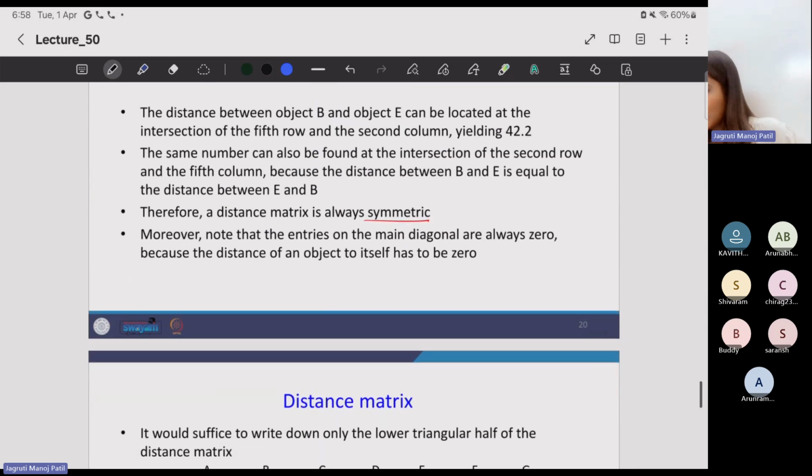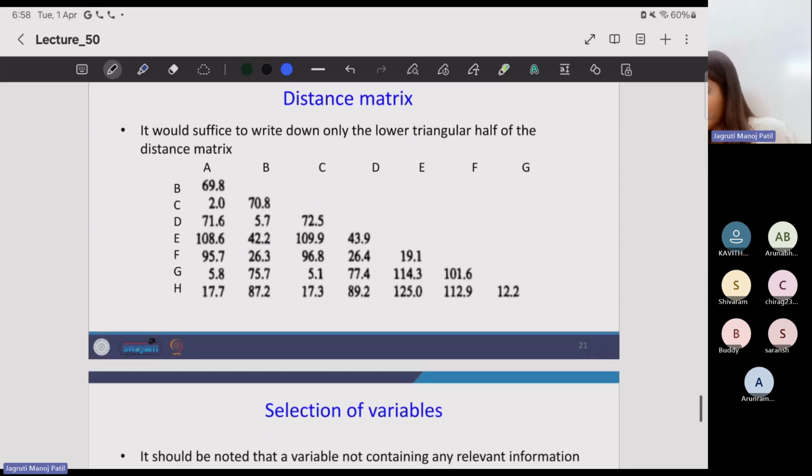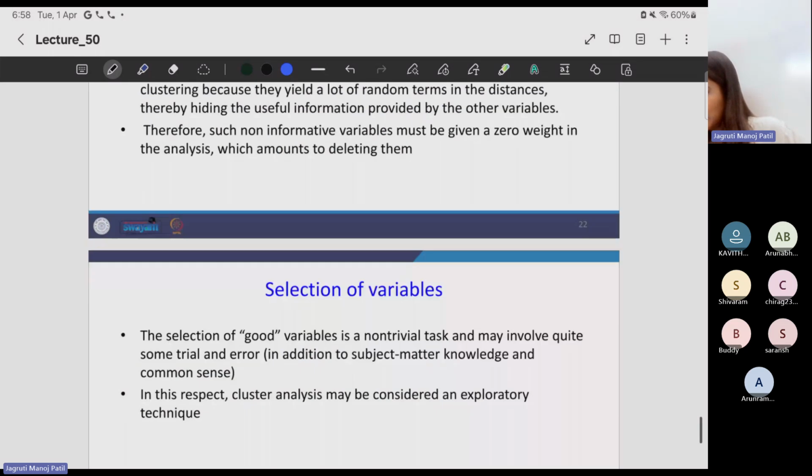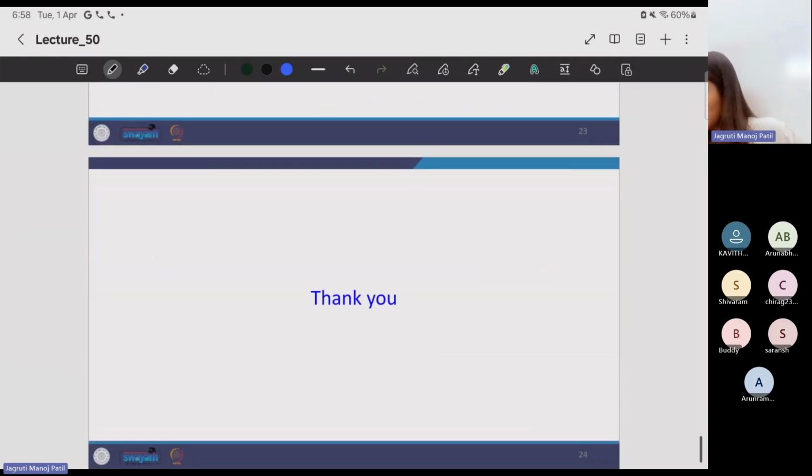Okay, so here they are comparing and looking at whether the matrix is symmetric or not, selecting variables, and I guess pretty much we are done with it.